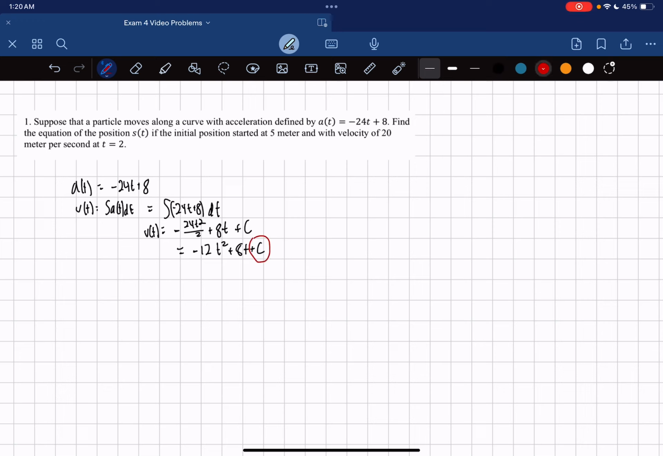In order to solve for this c, we have to look back at our problem. And then we see it tells us the initial position started with a velocity of 20 meters per second at t equals 2. Therefore, this means that as our t is equal to 2, then v will be equal to 20. So thus, we put 2 as our t, and then set equal to 20, then solve for c.